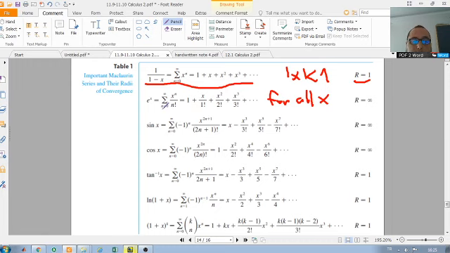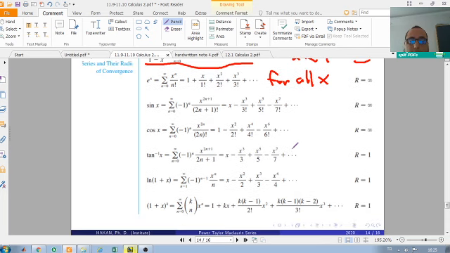Namely, you can write any real number instead of x, e to the power 3, e to the power 4, and so on. And sin x is valid for every x if you apply the ratio test for the general term. You will obtain its limit as 0 for every x. Therefore it is valid for all real numbers. Similarly, we can say the same thing for cosine x.